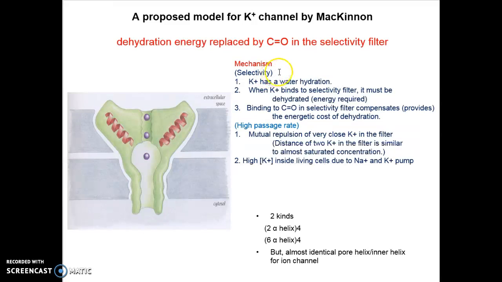First, the selectivity could be explained by this procedure. Initially, potassium up until the middle region has hydrated water, but when the potassium ion binds to the selectivity filter in this region, the potassium ion must be dehydrated. This step requires energy, but such energy could be provided by binding to carbonyl groups in the selectivity filter, because the binding of these carbonyl groups to potassium ions exactly mimics the hydrated conditions in terms of energy.